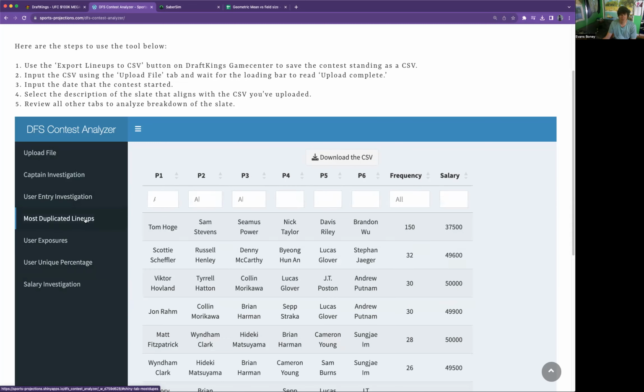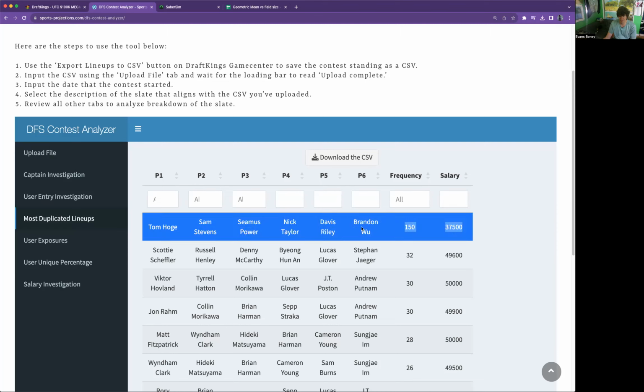If you look at the most duplicated lineup, I guarantee you, what is this? Don't know what that is. Don't know what that is. That's not somewhere wrong. Oh, I see. That's 150 lineups. That's somebody who has made a mistake. I think that's somebody who left their dummy lineups in and did not update. Let's have a look.